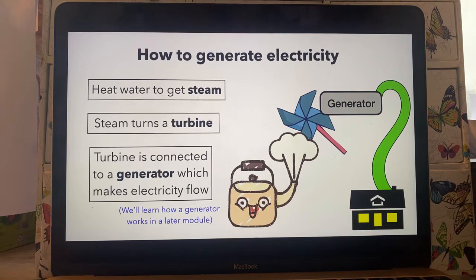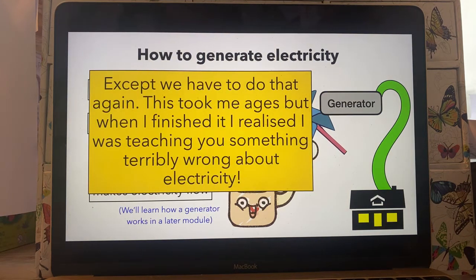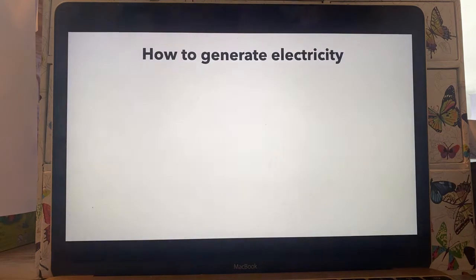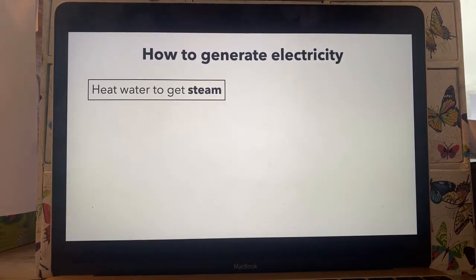Now I did that whole thing. I can't lie, it's embarrassing how long it took me to do that PowerPoint. And then I finished it and I thought, oh no, we've already learned about electricity. I am just teaching a massive misconception there. So we've got to do the whole thing again. Sorry. How you generate electricity? Concentrate, because I'm going to ask you about this in a sec.